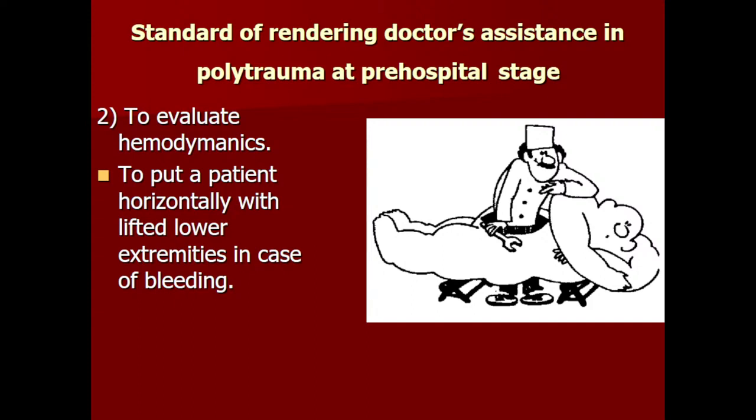It's a kind of autotransfusion. If you lift the lower extremity, you may shift a volume of blood to the important organs of 1 to 1.5 liters. If you lift the upper extremity, it may shift half to 1 liter to the important organs.